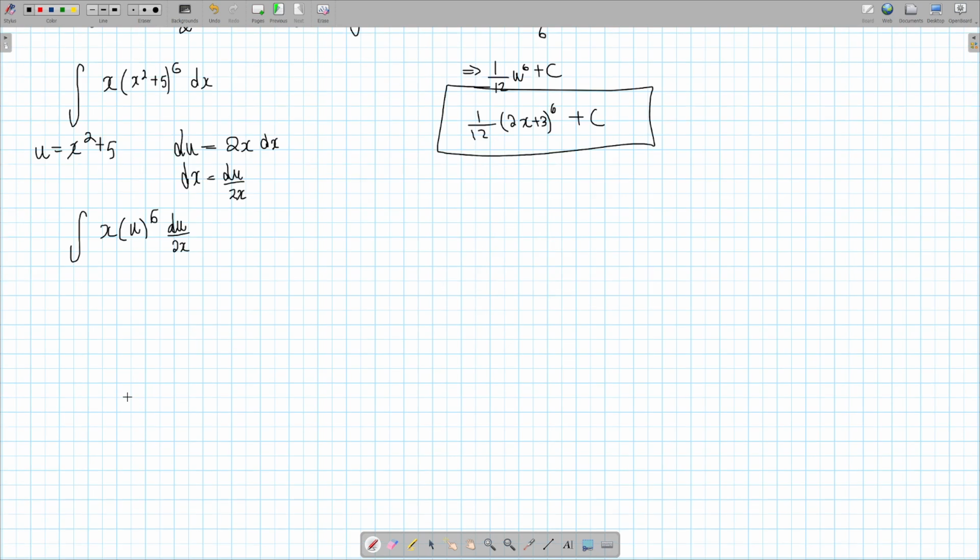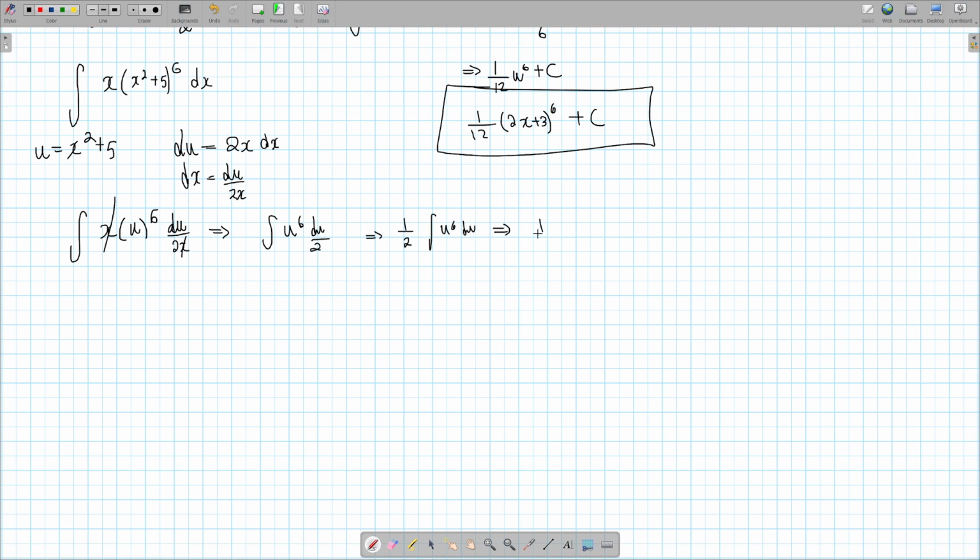Now, can I solve this? Of course I can. You can cancel x with x. What are you left with? You're left with integral u to the power of 6 du over 2. We want to take the 2 outside because it makes our life way easier. 1 over 2, we're going to take it outside, and it's going to be integral u to the power of 6 du.